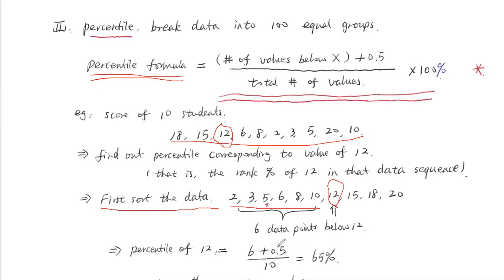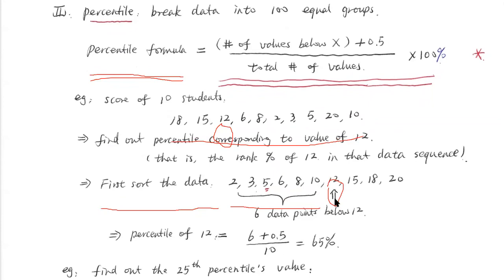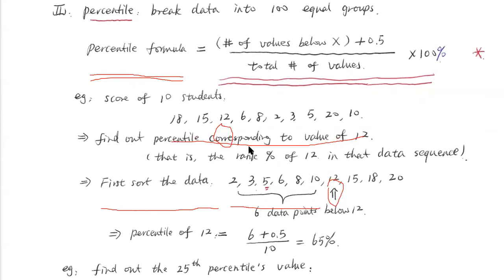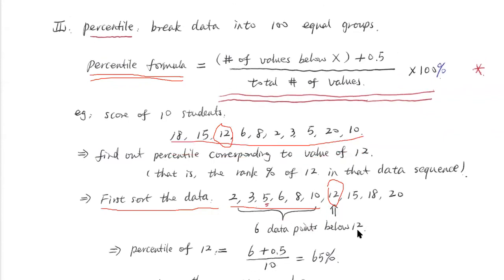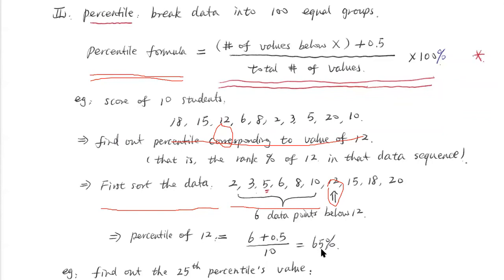You see that here, everybody? 6 plus 0.5 divided by the total number of data points. How many? We have 10 data points. So divided by 10. So we got 65%. Everybody? So that's the position for that student out of those 10 people.